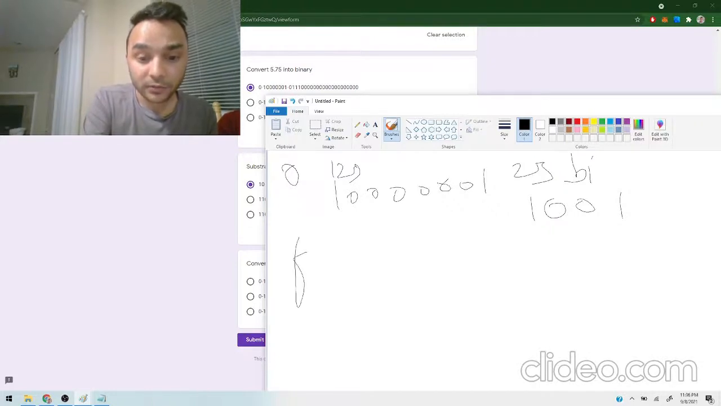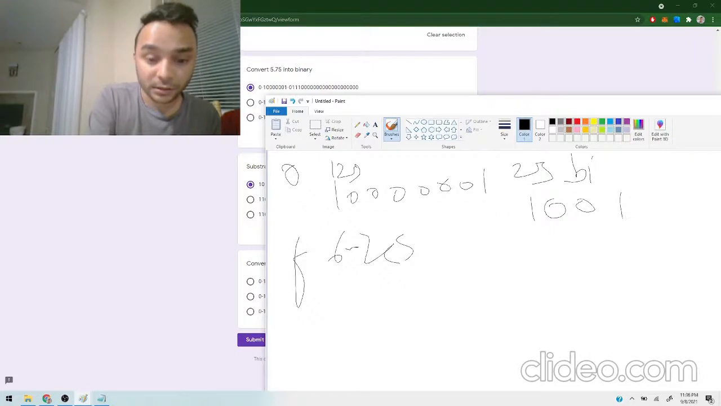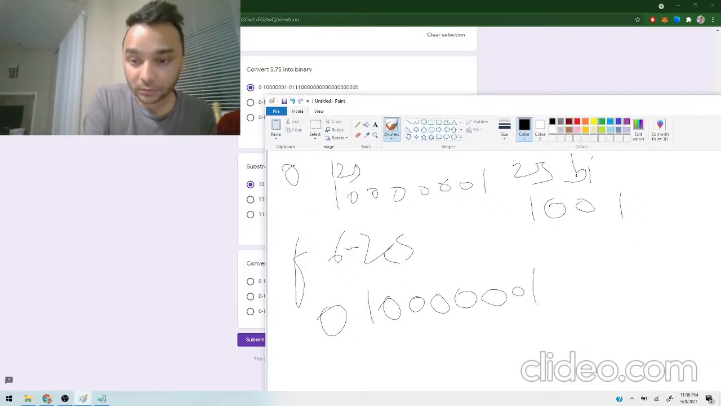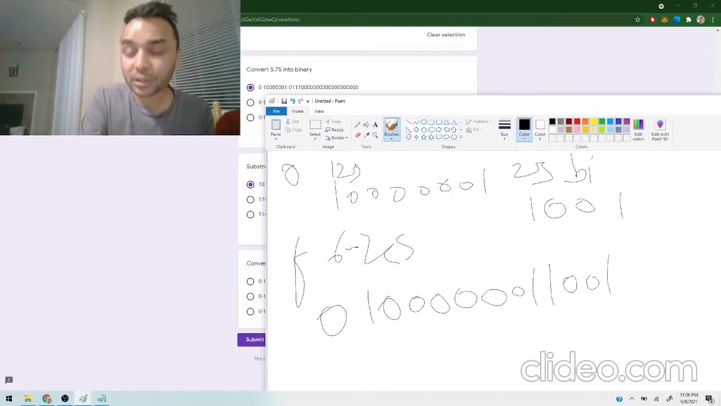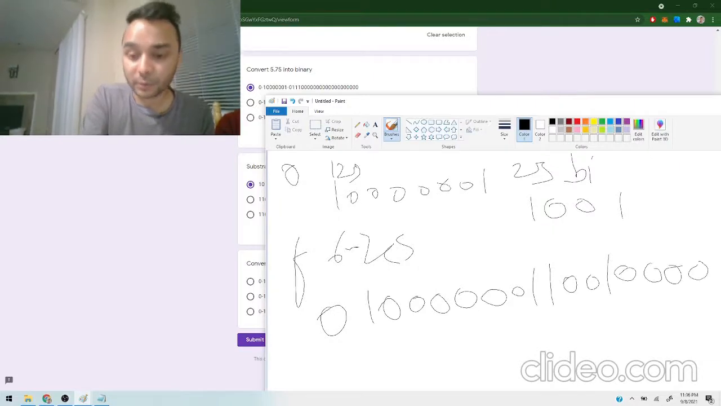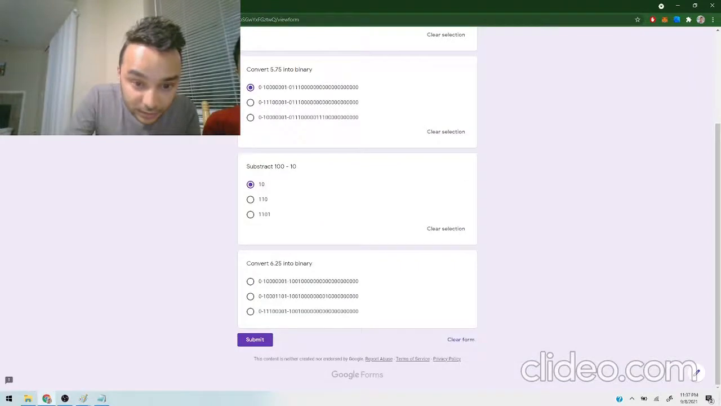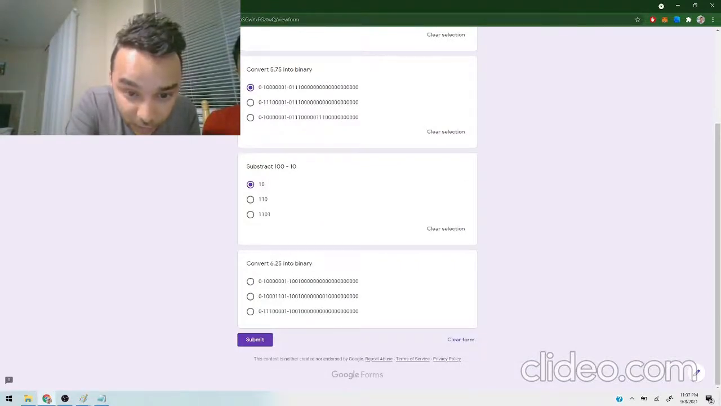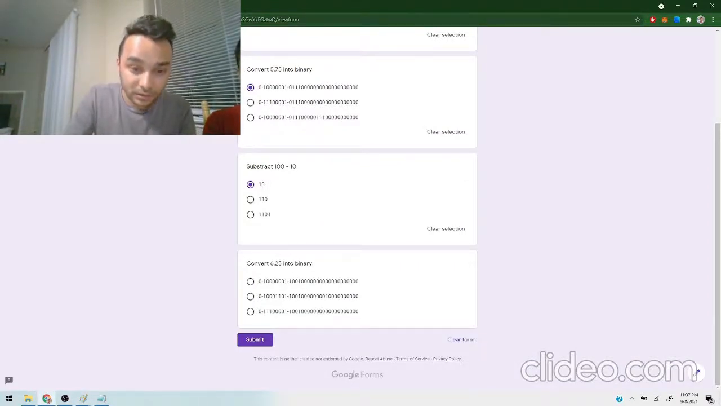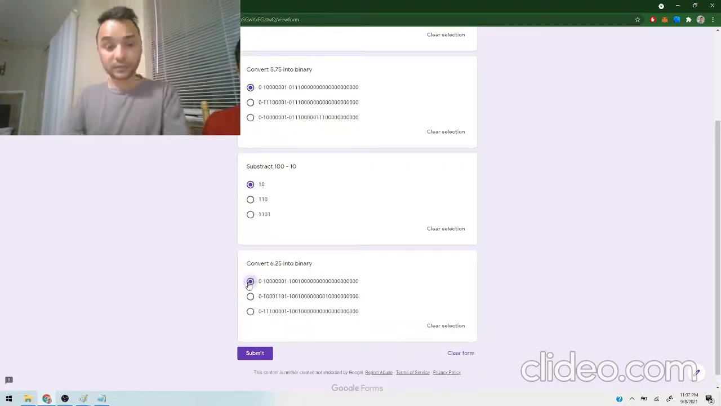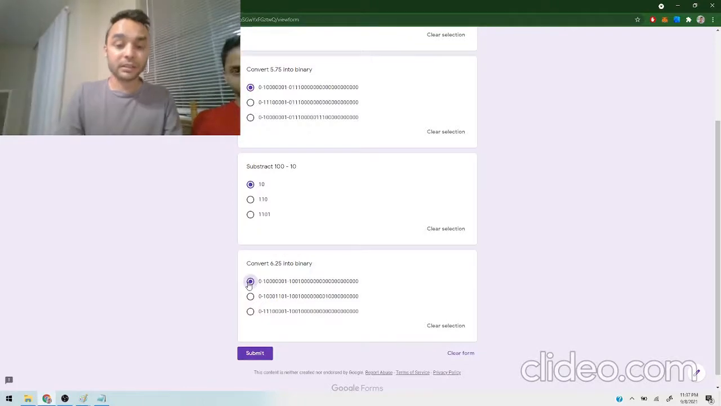So the floating number for 6.25 is going to be 0, 1, 0, 0, 0, 0, 1, 1, 0, 0, 1, and then zeros till we make the 23 bits. I think it's the number 1. So the answer for the floating number of 6.25 is the number A.